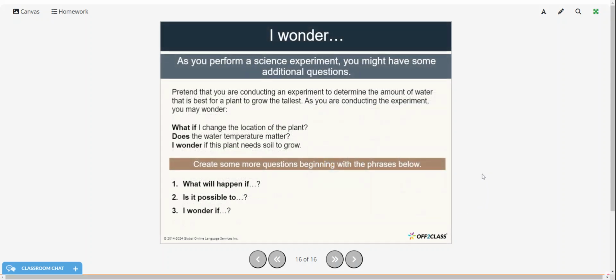And as you perform scientific experiments, you might have some additional questions. So pretend that you're conducting an experiment to determine the amount of water that is best for a plant to grow the tallest. As you are conducting the experiment, you may wonder, what if I change the location of the plant? Does the water temperature matter? And I wonder if this plant needs soil to grow. So you can create some other questions beginning with the phrases, what will happen if, is it possible to, and I wonder if. And that brings us to the end of today's video.